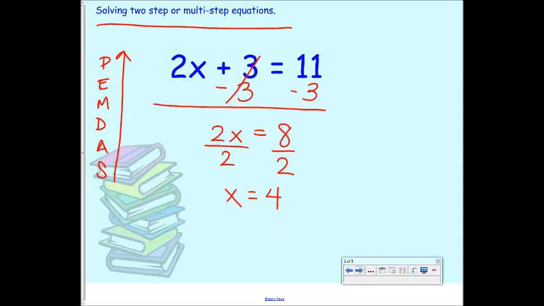How do I check it? Plug it back in. Do you have to do it? If you're getting everyone wrong, should you do it? Yes, probably.